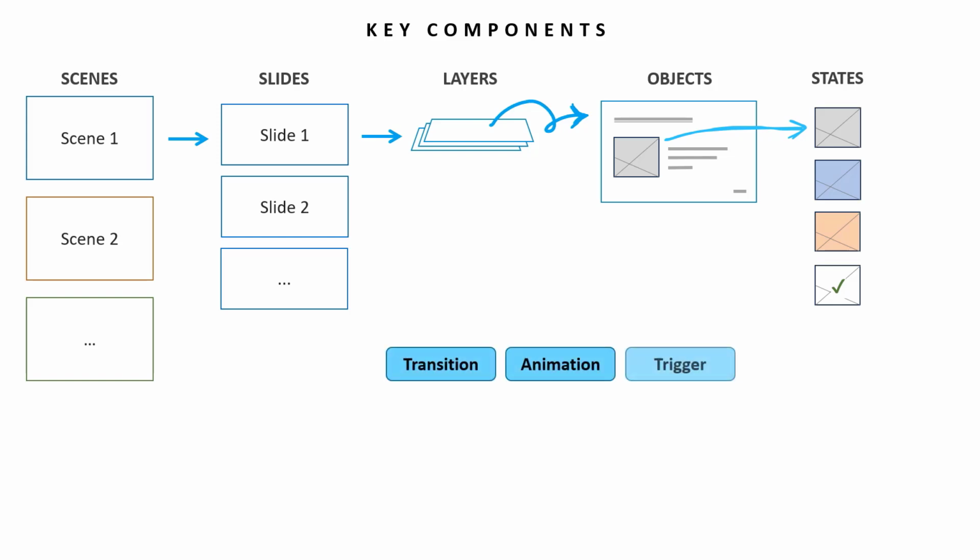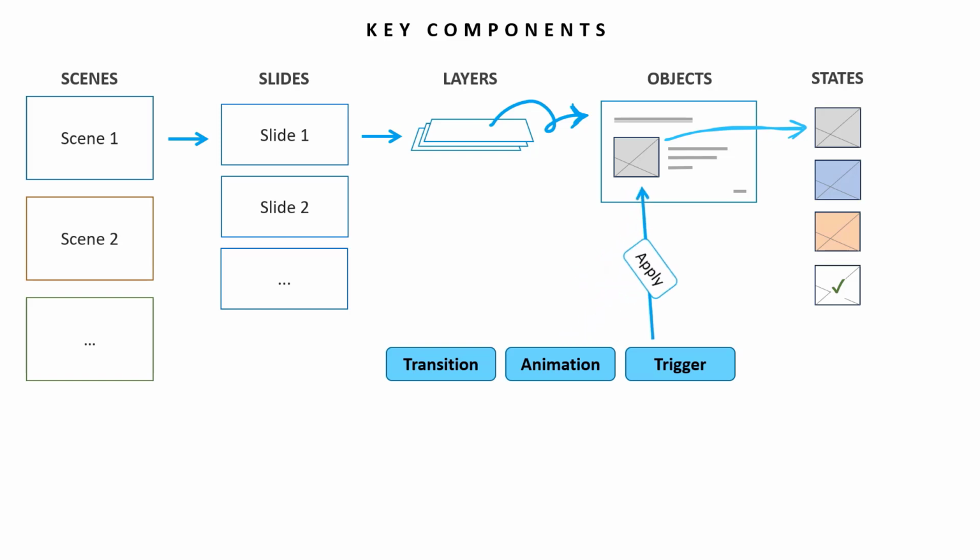Now, the next three components are transition, animation, and trigger. Transition is applied to layers and allows you to control how a layer enters or exits the screen. Animation is applied to objects and enables you to animate the objects on the screen. You can move an object from left to right, right to left, top to bottom, highlight it, or decide how it moves on the screen.